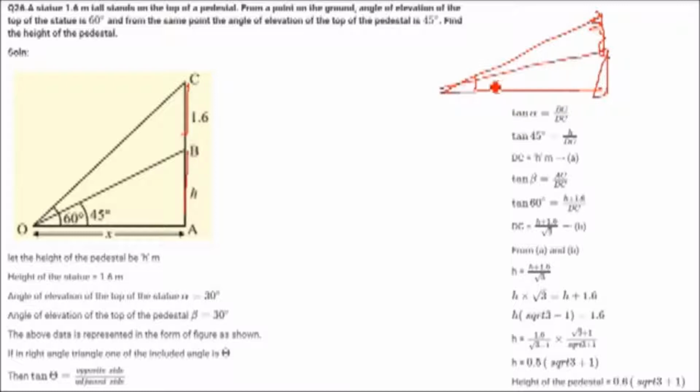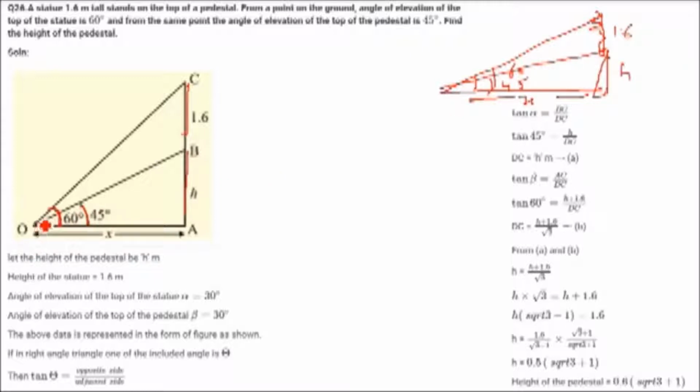So the lower angle will always be less than 45 degree, and this whole will be 60 degree. So this angle is 60 degree, this is 45 degree. This is the pedestal, and over the pedestal, 1.6 meter is the height of the statue, and we take this as x. So what we have to find is the height of the pedestal. So this h we have to find.